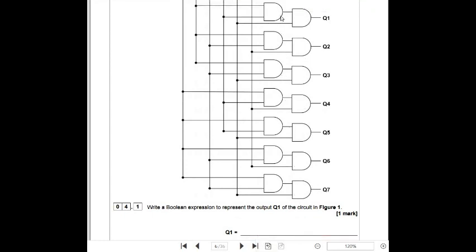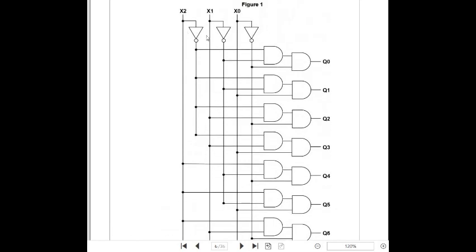You've got all of these, because all these are AND gates, and you've got NOT gates here, which is why it's not x2, and it's not x1, but it is x0.